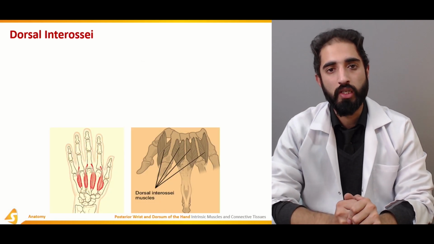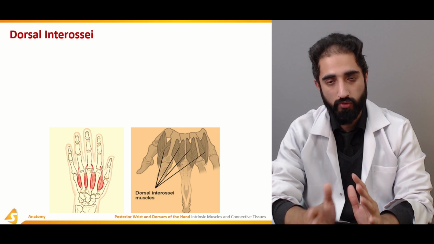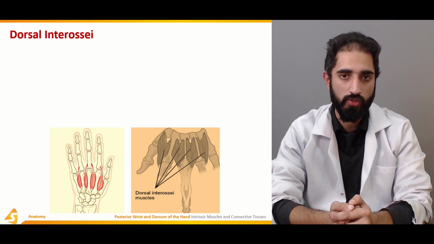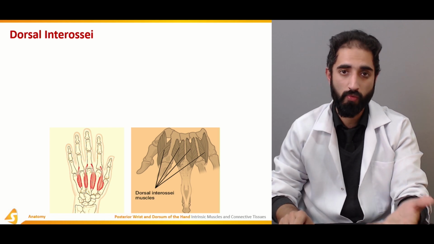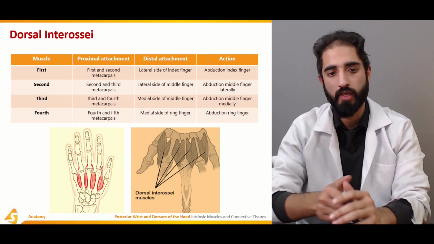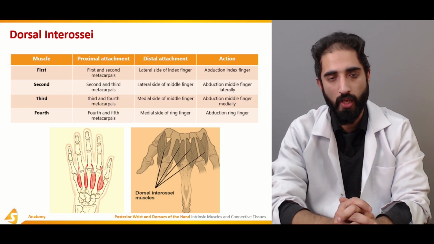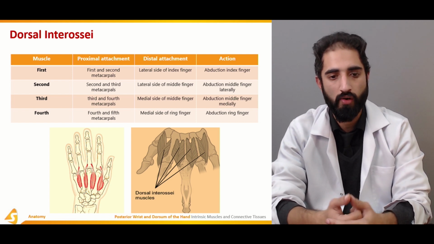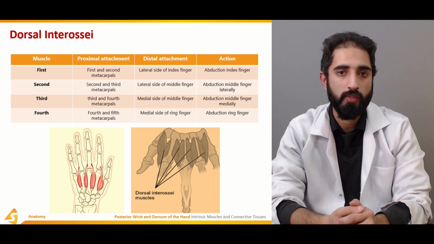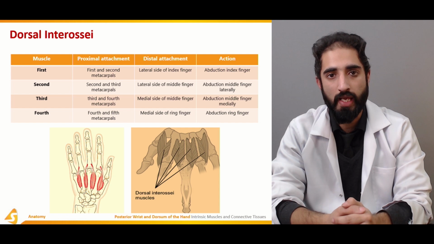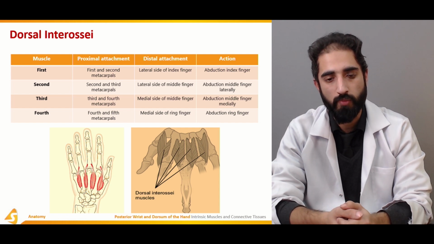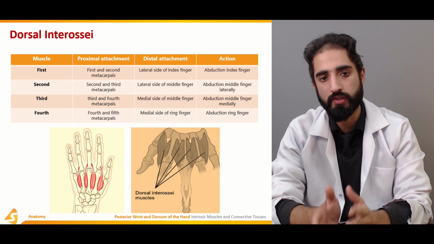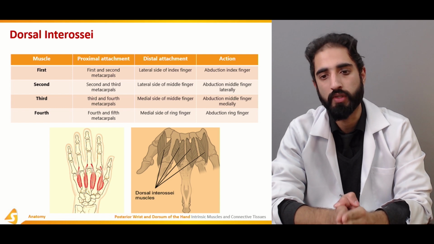So talking about the intrinsic muscles of the hand, first of all, we're going to talk about the dorsal interossei. When we talk about the dorsal interossei, we're also going to talk about the palmar interossei in the upcoming slides. But dorsal interossei are more important here because we're talking about the dorsal aspect. So there are 4 dorsal interossei. Starting off with the proximal attachment site, it starts with the first dorsal interosseous. The proximal attachment is with the first and the second metacarpals, and the distal attachment is on the lateral side of the index finger. The action of the first dorsal interosseous is the abduction of the index finger.